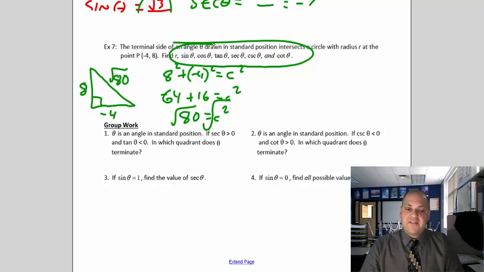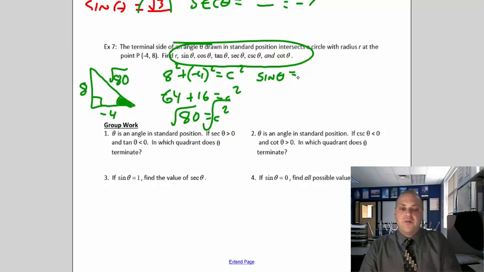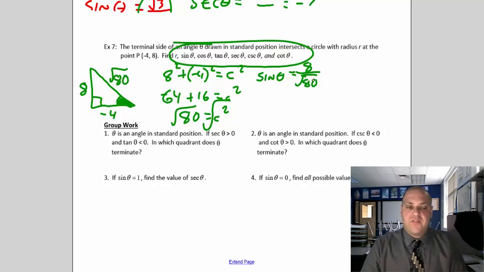Okay? My sine is going to be opposite over hypotenuse. Here's my angle at the origin right here. There's my reference angle. I always go off of that. My opposite over my hypotenuse is 8 over radical 80. Okay, and then radical 80 simplifies. We're just going to write 8 over radical 80 for now. We would not leave that as a final answer.